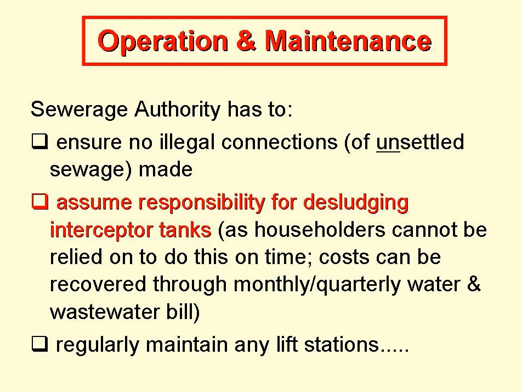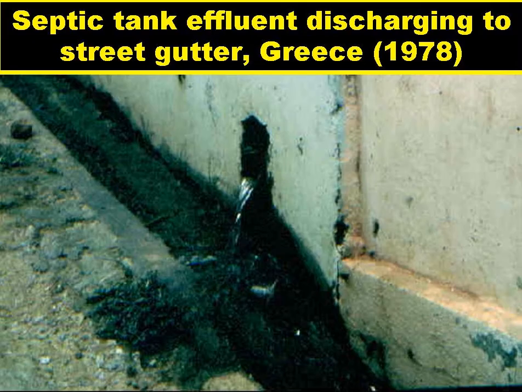Secondly, the Sewerage Authority has to assume responsibility for desludging the septic tanks, the interceptor tanks, as the householders can't be relied on to do this on time, and the Sewerage Authority can recover their costs through the monthly or quarterly water and wastewater bill. And thirdly, the Sewerage Authority has to regularly maintain any lift stations which might be used in the main sewer sections.